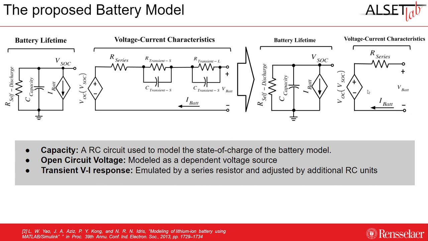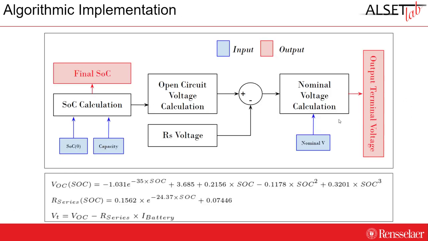Now we take our model and put it into an algorithm. We need to make the proper block diagram to compute all the units, compute all the parameters. So we had three inputs, that is initial state of charge, the battery capacity, and nominal voltage.